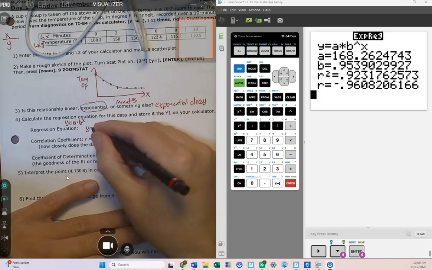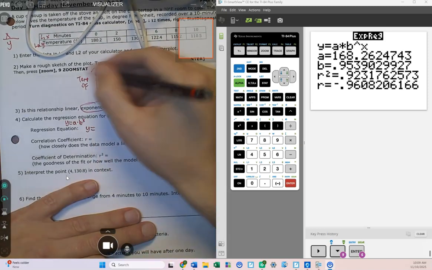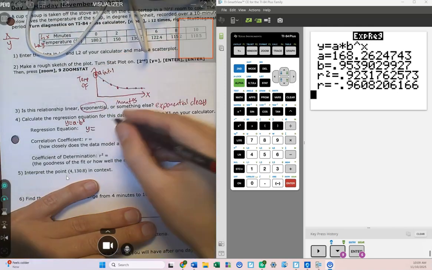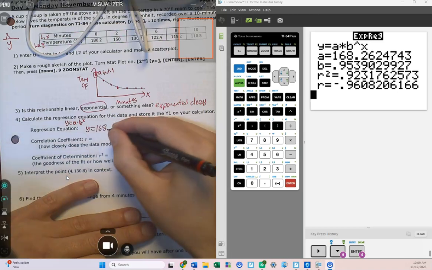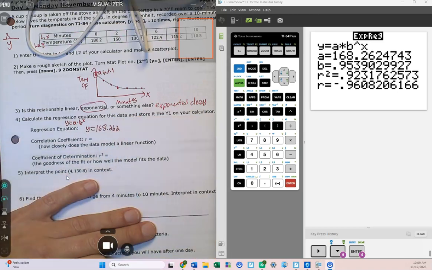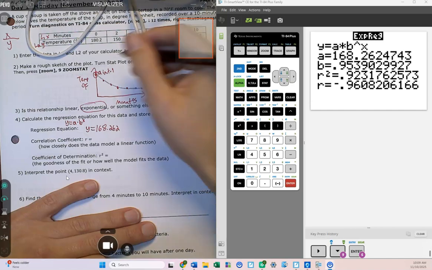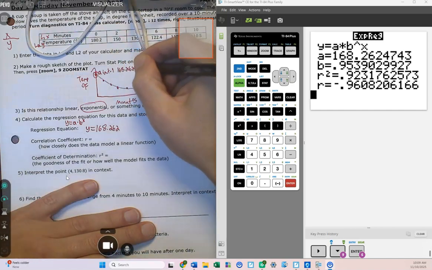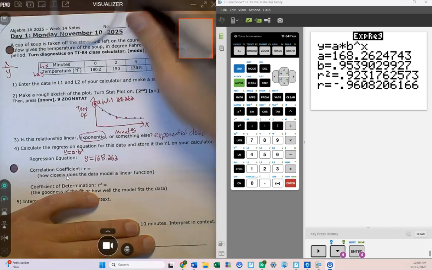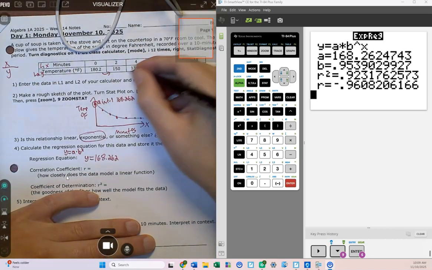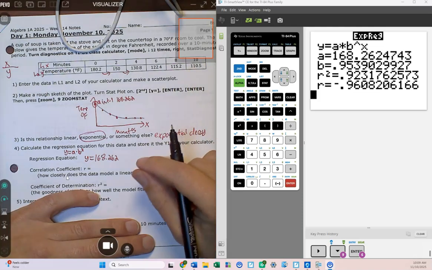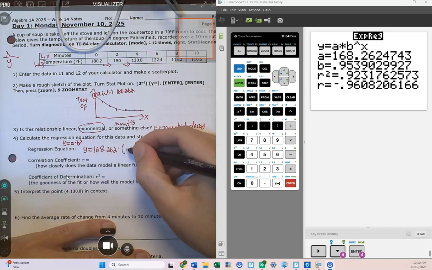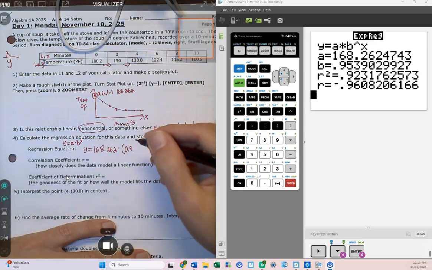So the initial amount, which is here, it's telling us it's 168.262. Okay, now b is telling us what we multiplied the y's by to get the next one. So times 0.9. That makes this a decay.